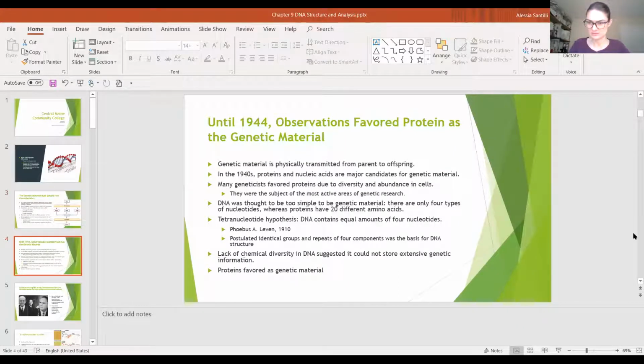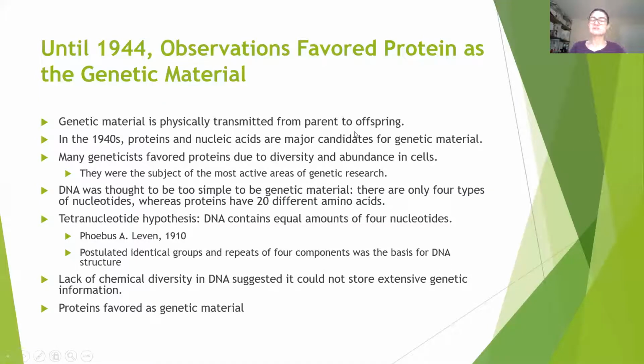Okay, so until 1944, observation favored protein as the genetic material. Genetic material is physically transmitted from parent to offspring. In the 1940s, proteins and nucleic acids were the major candidates for genetic material. And again, proteins were the main ones.